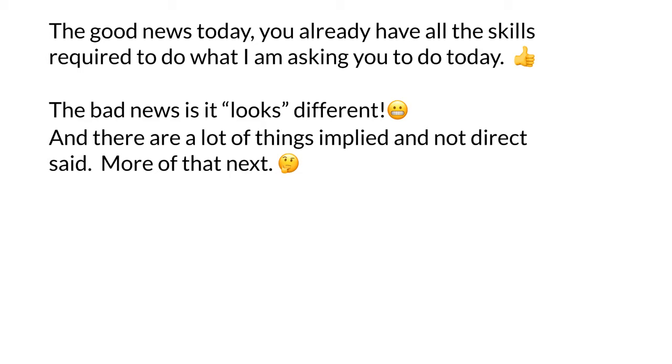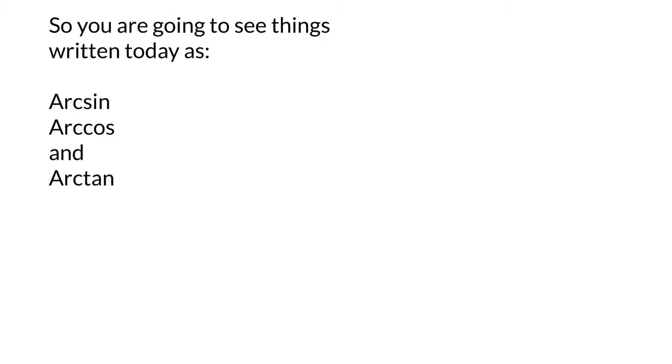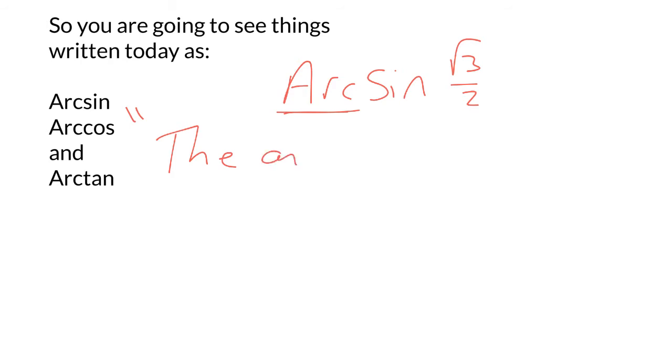So the good news about today is you already have all the skills required to do what I'm asking you to do. The bad news is it looks different, and there are a lot of implied things, not directly said. You're going to see things today as arcsine, arccosine, or arctangent. If we say arcsine of square root of 3 over 2, what that means is the angle whose sine is square root of 3 over 2.